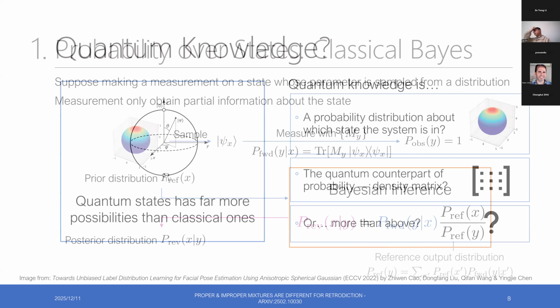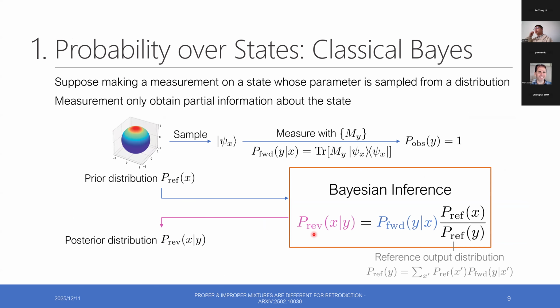Say we have a probability over states. Actually, this case isn't so different from the classical case, because we could still use the classical Bayes rule. Say we have a prior distribution over the Bloch sphere. We take a sample, which is a quantum state, and imagine we are making a measurement on the state. Then the measurement result will be given by Born's rule, the outcome probabilities. And this Born's rule is actually our forward process.